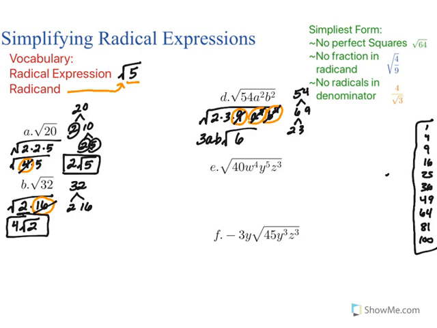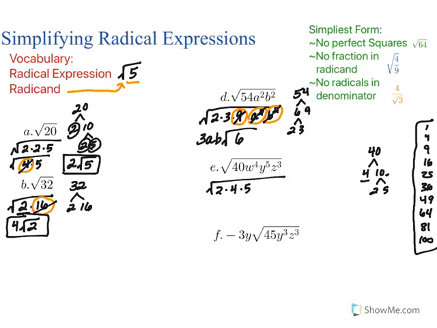So again, with 40, w to the 4th, y to the 5th, and z cubed, if I want to take the square root of that, I'm going to initially start by taking 40 and breaking it up into its prime factors. So now that 40 breaks up into 4 and 10, 4 is a perfect square. 10 breaks up into 2 and 5, and so I'm going to start off by rewriting it so that it's 2 times 4 times 5.